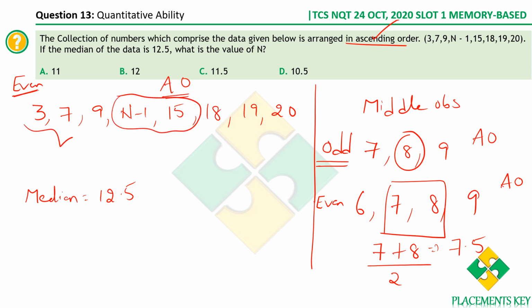Here we have three terms. Therefore, these two are the middle terms. So we know that the median will be what? It is the average of the middle two terms. So what is it here? (n minus 1 plus 15) by 2.